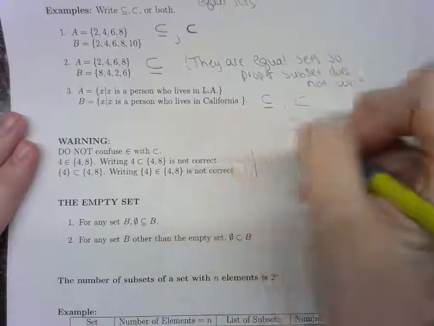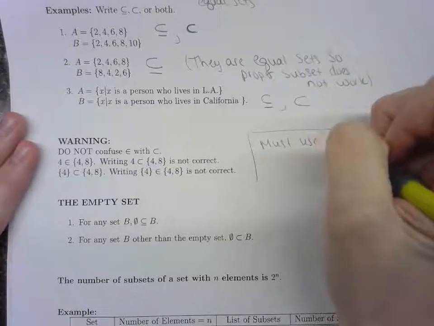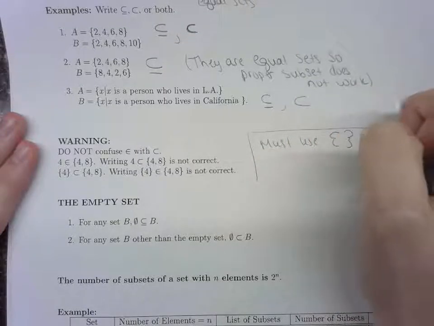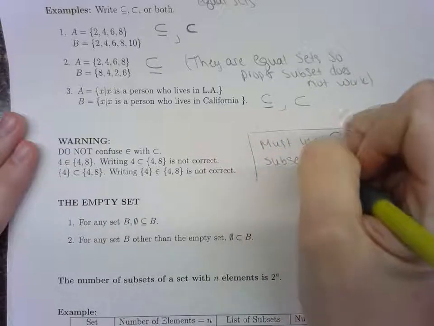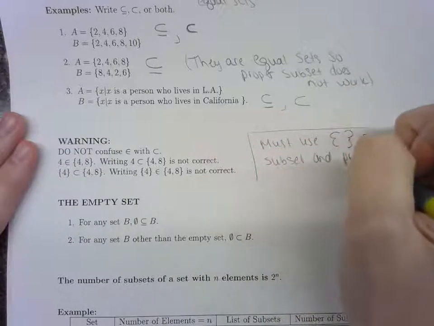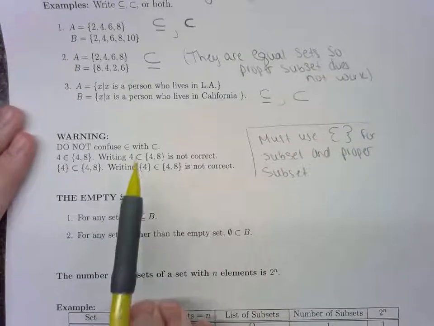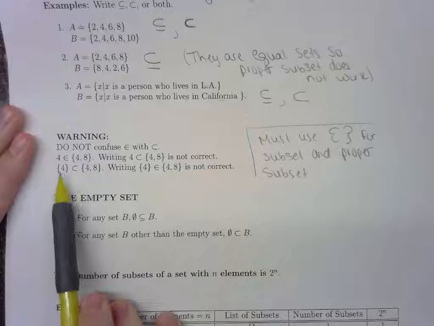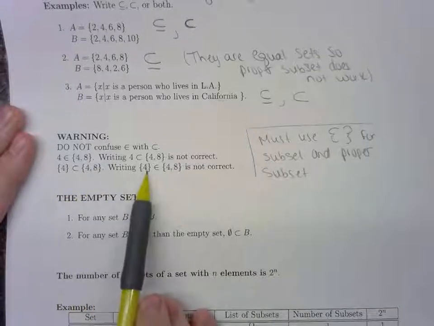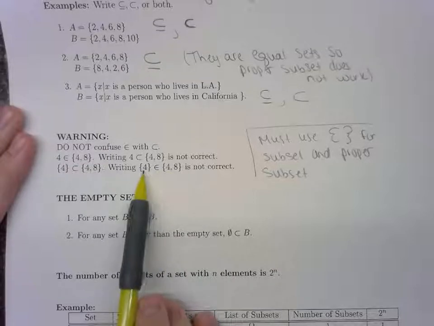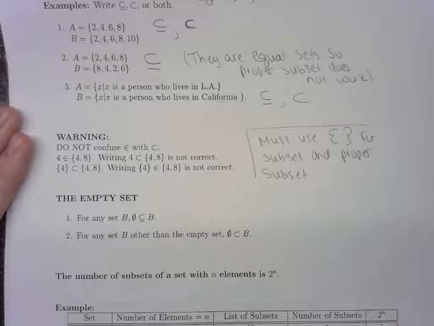So I'll just put a note here. Must use curly brackets for subset and proper subset. Okay, and that also works opposite. So {4} is a subset of {4, 8}. Writing {4} is an element of {4, 8} is not correct. So you don't want the curly brackets if you're using the element. So be really careful with that.